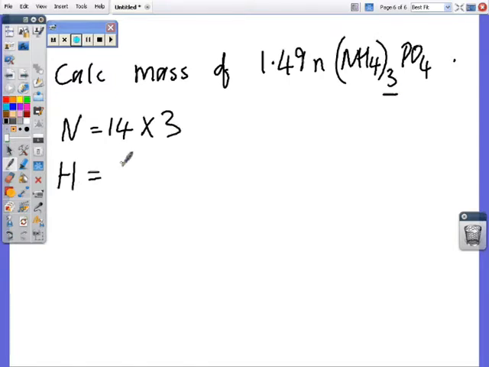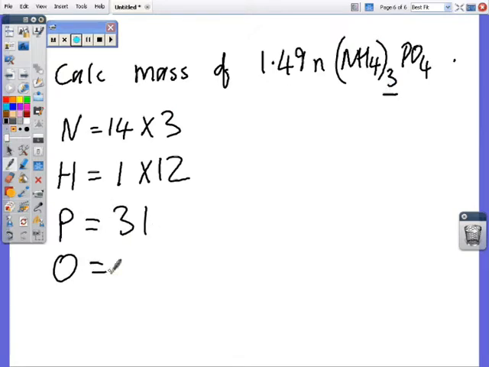So we have 3 nitrogens, each of which has a mass of 14, remember, and this is in brackets, so everything in the brackets is multiplied by what comes after the brackets. We've 4 times 3 hydrogens, we've 1 phosphorus, and we have 4 oxygens in our PO4, so 16 times 4 for each of the oxygens.